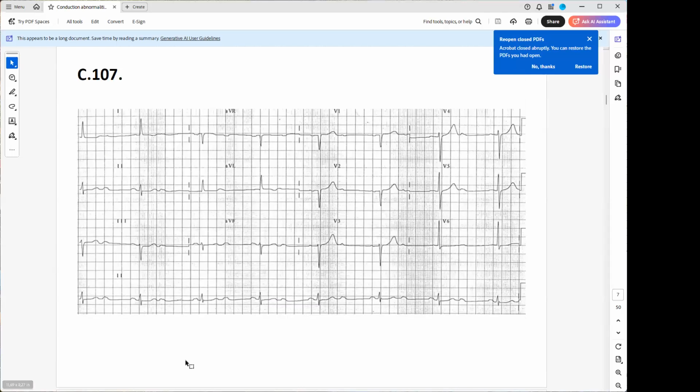So I think the first part is I looked at the heart rate and it looks to be bradycardic because there are like 6.5 blocks per RR interval, which is around 45 to 50 beats per minute. I would say it's not sinus because there's no QRS after every P.